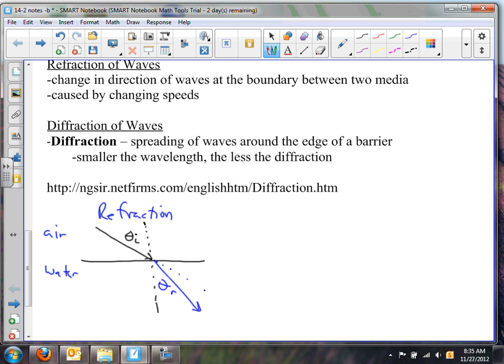We'll talk more about this later, but you'll notice if you're going into a more dense medium, then it bends toward the normal. Conversely, if you go into a less dense medium, it would bend away from the normal. If you just reverse the direction of these waves, you went this way instead, now you're going from more to less, you'll notice it will bend away from the normal.